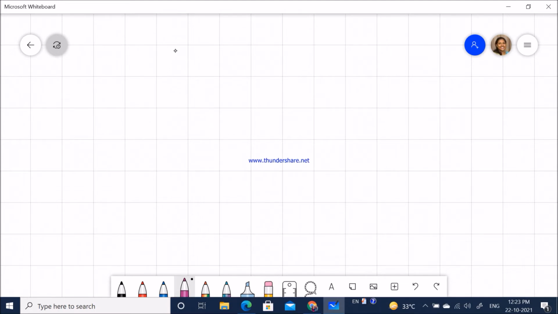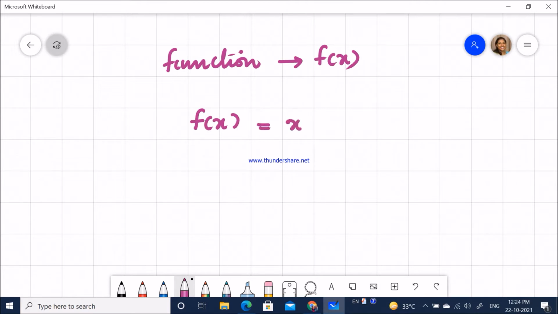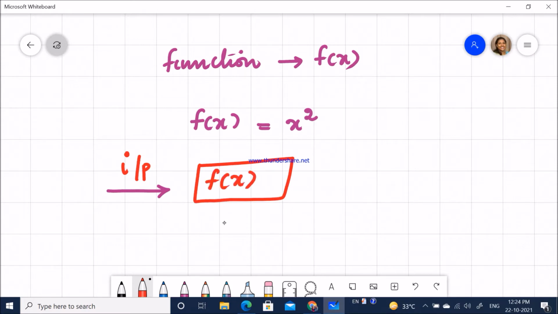For example, we can consider an example function f of x, and I am saying this function is to square a particular number. So I am going to give some input to the particular function f of x to give some output. So the function receives an input to produce a definite output.